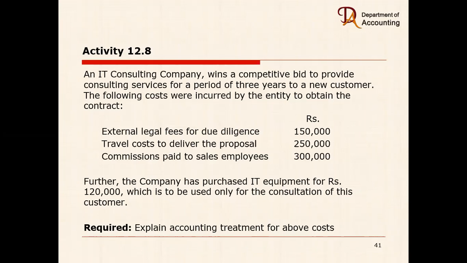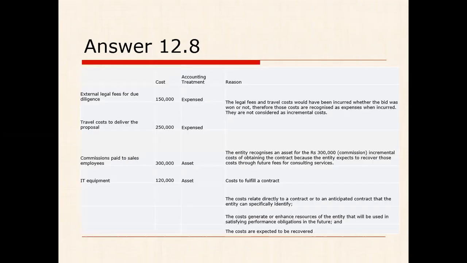That is the story. Does that make sense? So you can even look at the kind of answer that is given. The external legal fees for due diligence, 150,000, what you need to do? Expense. The second one, traveling cost, expense. Why is that? The legal fees and traveling costs would have been incurred whether the bid was won or not. That's the point you need to understand. Irrespective of whether you win this bid or not, you have to incur these expenses. Therefore, those costs are recognized as expenses.